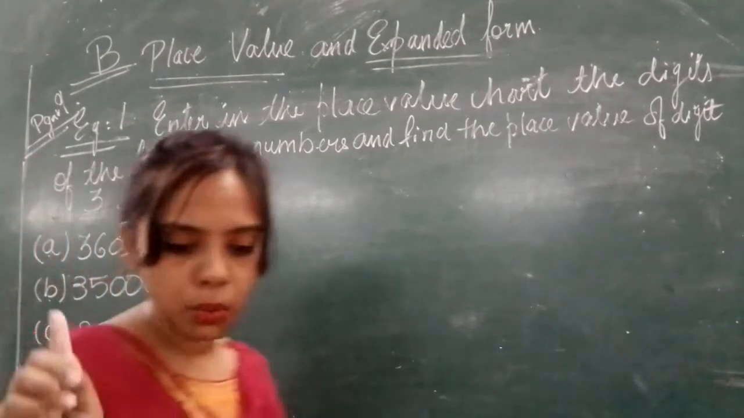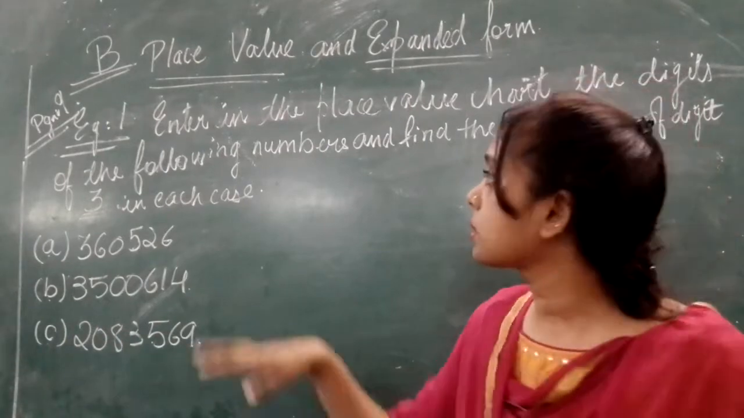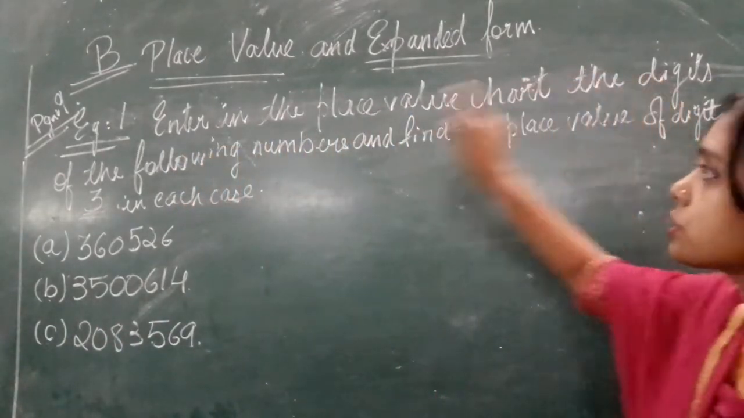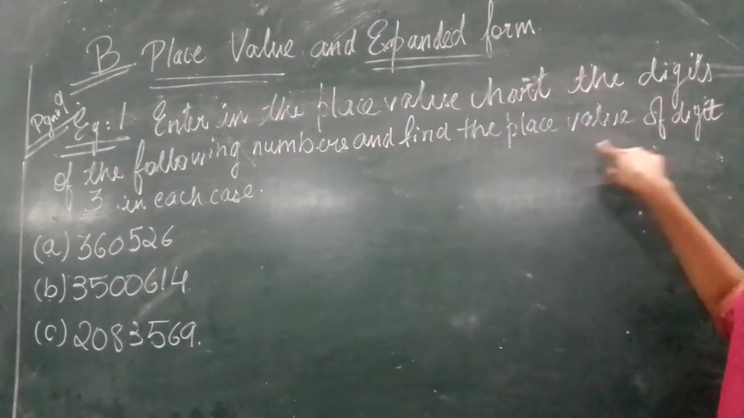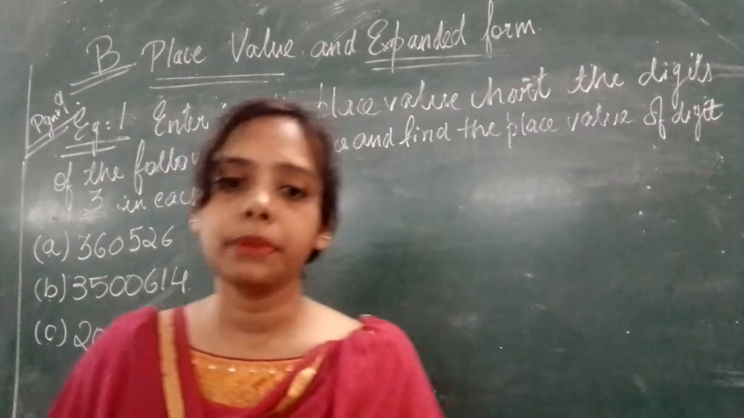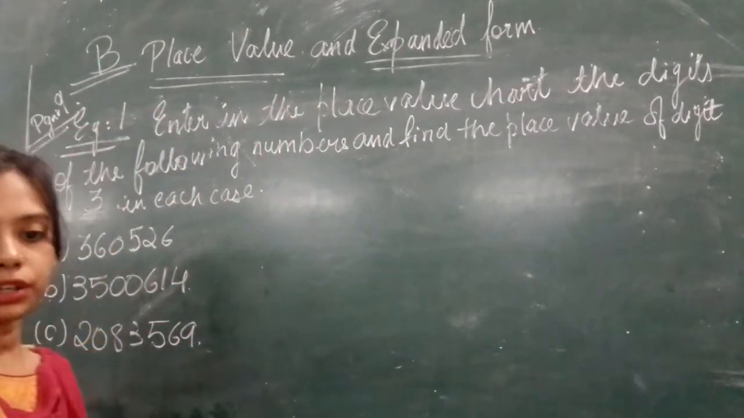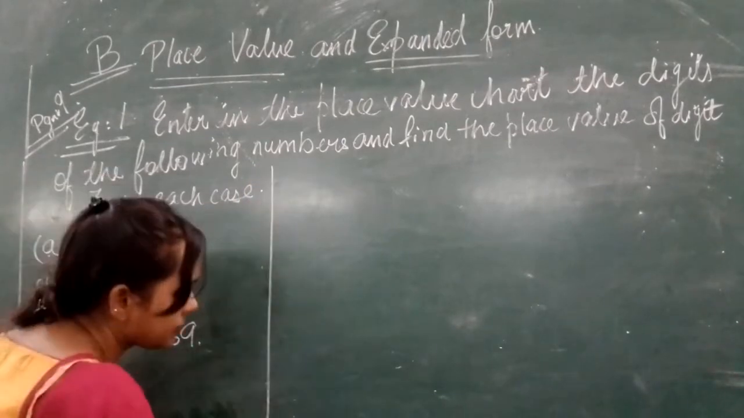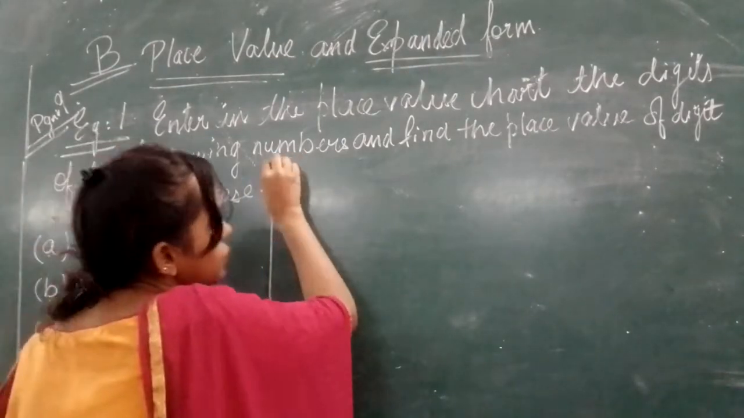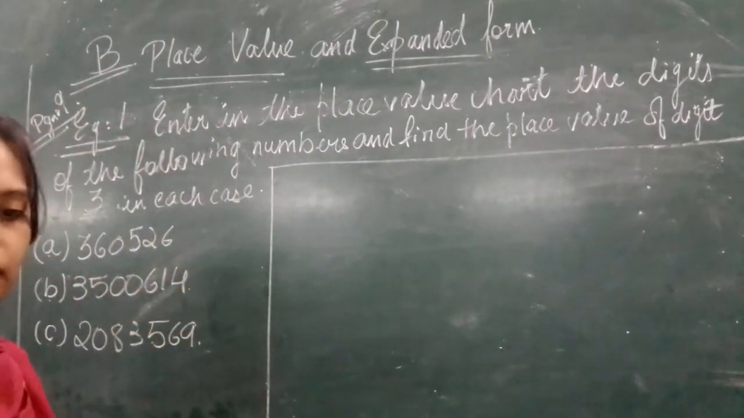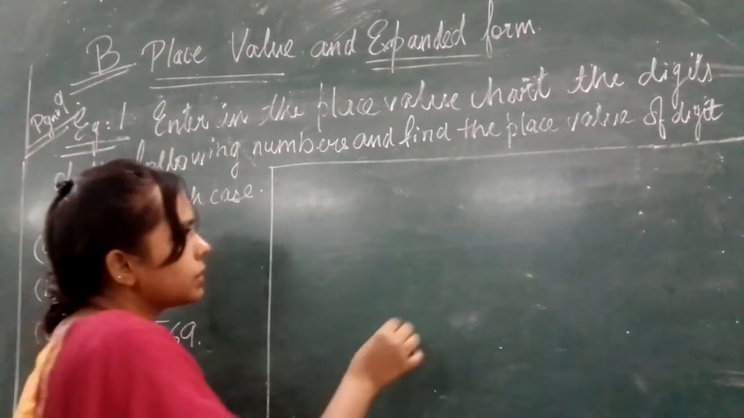This is example number 1 on page number 9. What is the question saying here? Enter in the place value chart the digits of the following numbers and find the place value of digit 3 in each case. Now what do you have to do? You have to make a place value chart. Now remember, how did you all make the place value chart? So first, you will make a table. Yes? Then you will start with the ones.